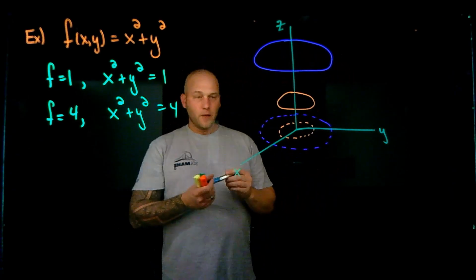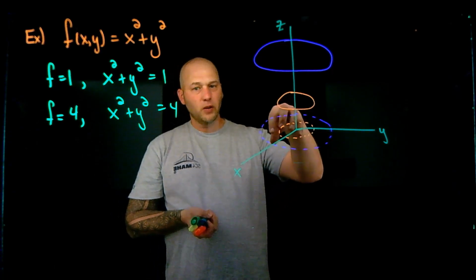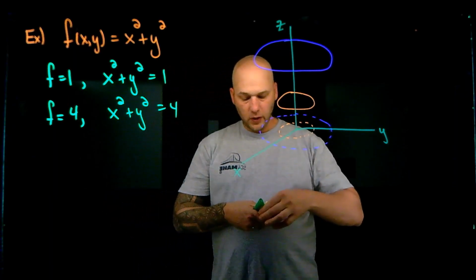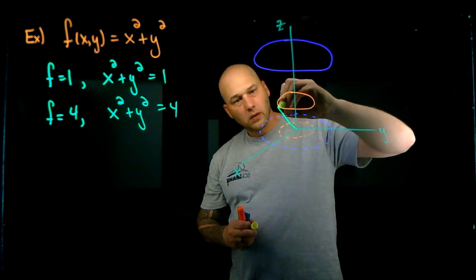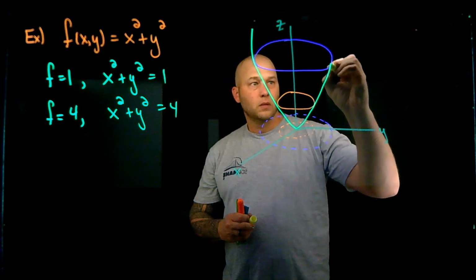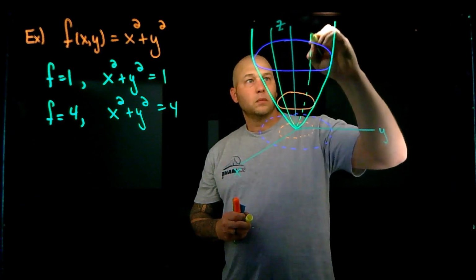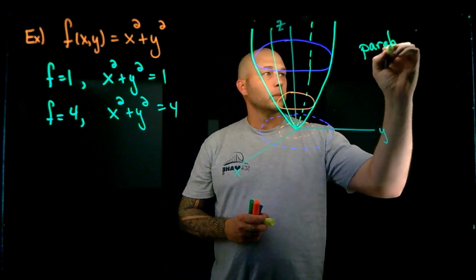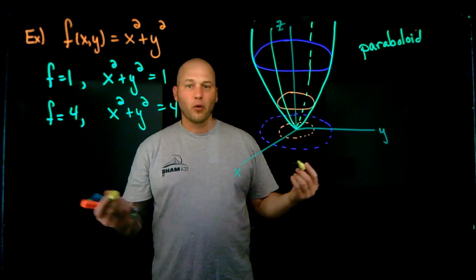Okay, and if I were to plot every single point, or if I did just a bunch of different level curves, what I'm going to find is the following. The graph of this function looks like this. Okay, and this is what is known as a paraboloid. Any cross section of it is actually just a parabola.